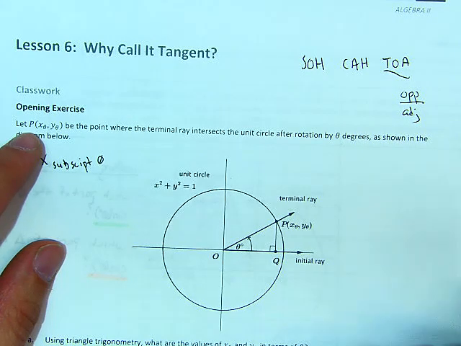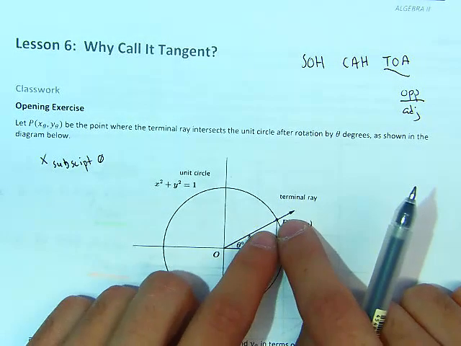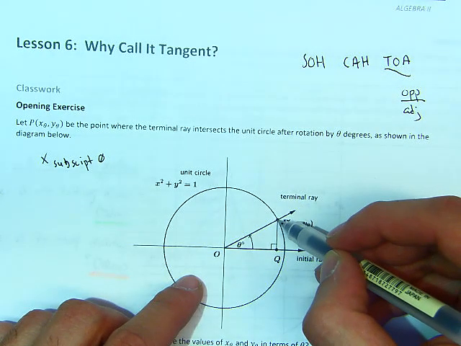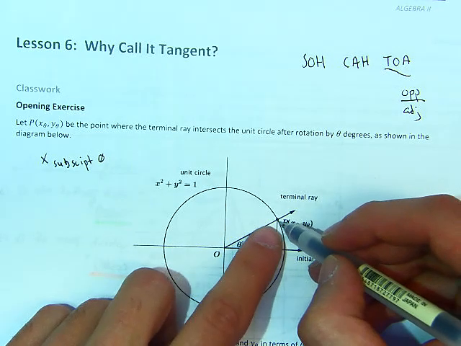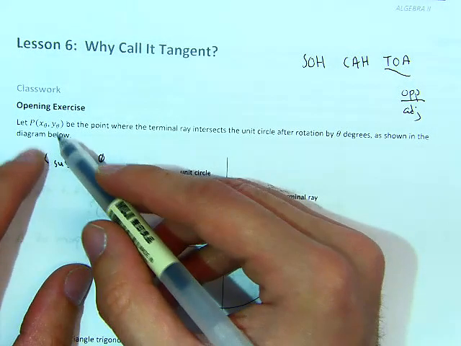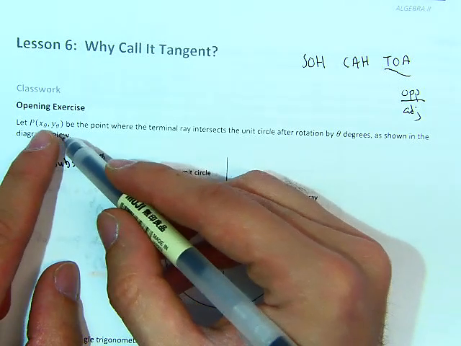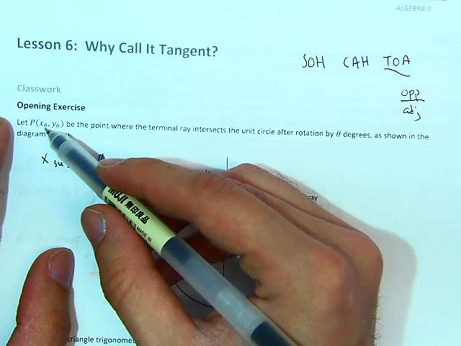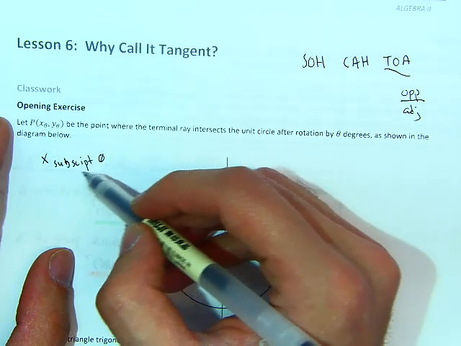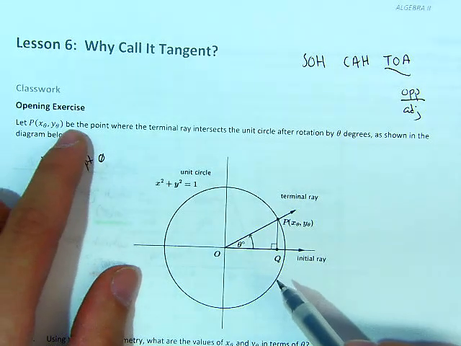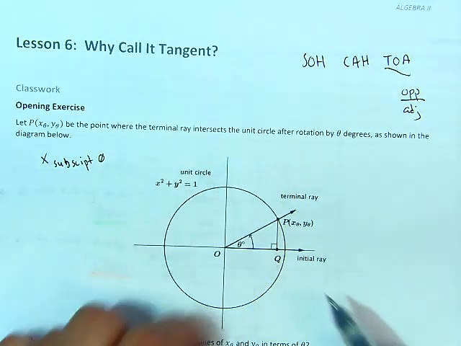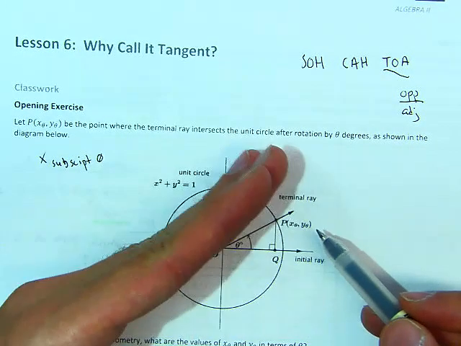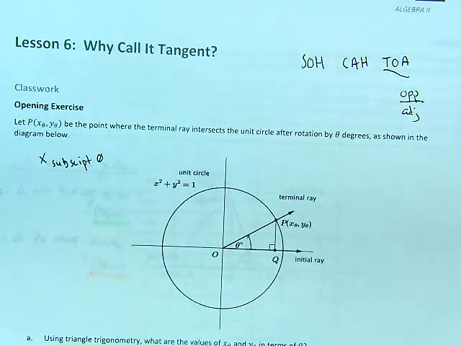It says, let P be this point here. Remember, if you have the initial ray and you have the terminal ray, what do you do? You put a point over here and drop it down. That point P is called x subscript theta, y subscript theta. Whenever you see something on the bottom right of a number or a variable, we call it a subscript. So let this be the point where the terminal ray intersects the unit circle, after rotating theta degrees as shown in the diagram below.